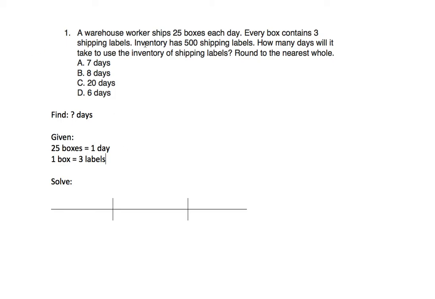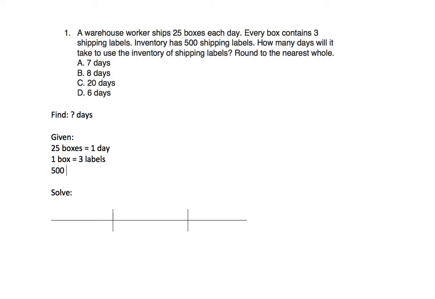Okay. Then it says that inventory has 500 shipping labels. It doesn't say 500 shipping labels each day or each box or anything like that. It's just the total number of shipping labels in inventory. So that's going to be one where we're just going to write 500 labels. There doesn't always have to be an equal something. And in fact, if you end up with a couple things that are something equals something and then just a standalone number like 500 labels, that is almost always going to be your starting point. So just take that 500 labels and put it in.